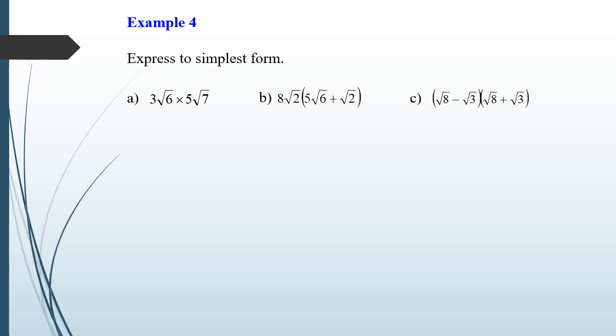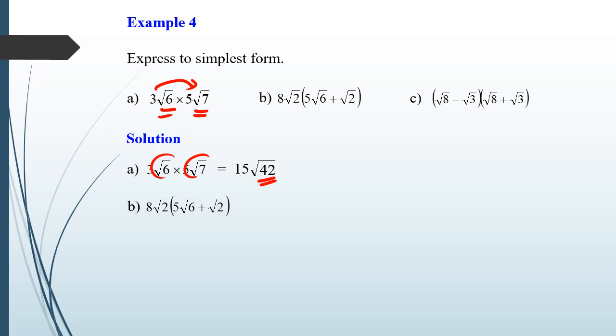Let's do some examples. Express in the simplest form: 3 surd 6 multiplied with 5 surd 7. What we do is we do the usual numbers' operation together, and then the ones under the surd we do the operation together. So we have 3 multiplied by 5, which is equal to 15, and surd 6 multiplied by surd 7, applying the rule of indices, we just multiply the values here. So we have surd of 42.